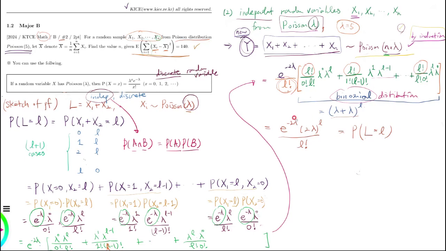So what does it look like here? This is nothing but a Poisson distribution with parameter 2 times lambda here. Okay, and l goes from 0 to 1, 2, 3 to infinity. Okay, so you can prove the case of size n if you use mathematical induction.